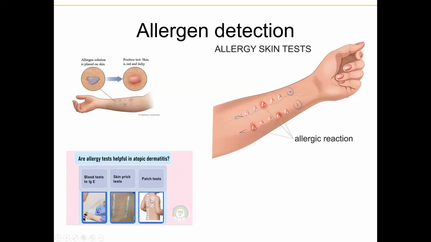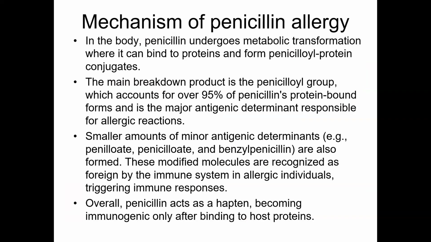A patch test is where we apply patches and non-patches, allow a certain time, and see whether there is any immune response or inflammation. Now, about penicillin allergy. Penicillin undergoes metabolic transformation following injection or intake. It forms penicilloyl mainly, which then conjugates with protein, leading to a protein conjugate. So that is the major component.